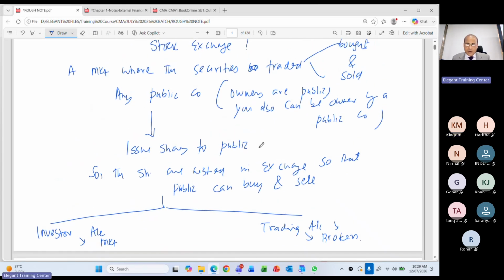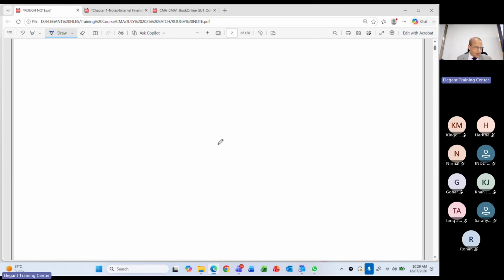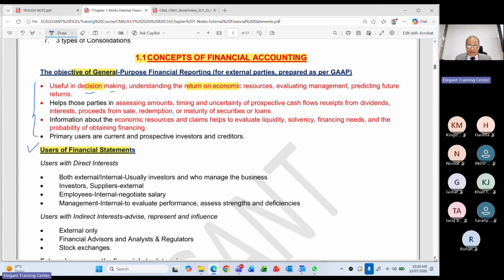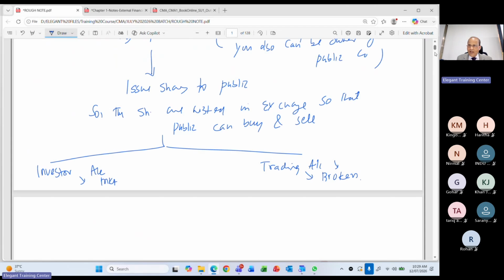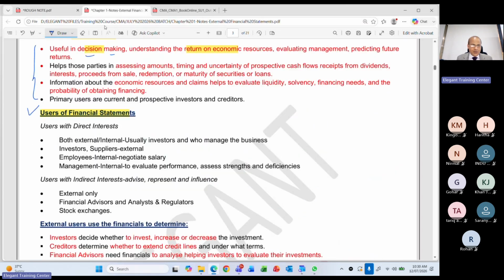Right. You will get a lot of things coming up in this chapter itself. Don't worry about it. Now, users of financials, you already understood. Sometimes I will make a table like this. When I make a table like this, it is more clear for you to understand. And of course, you have to read my notes.